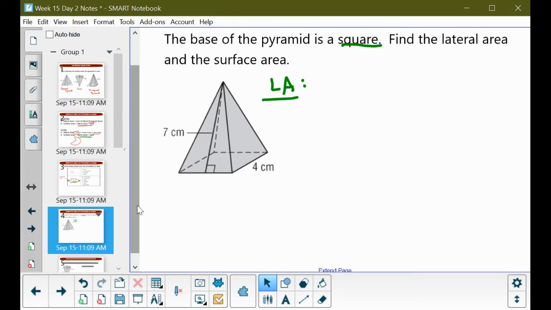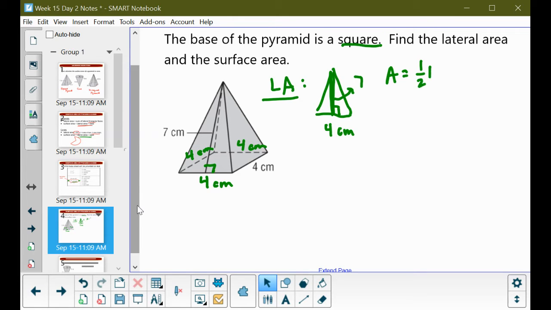And since our base is a square, all of these sides along the bottom are 4 centimeters, which means all of my triangles are the same size. So what I like to do is just draw the triangles out here. There's 4 centimeters. And I can see here the height of my triangle. So I've got that perpendicular 90-degree angle here. The height of all my triangles is 7.